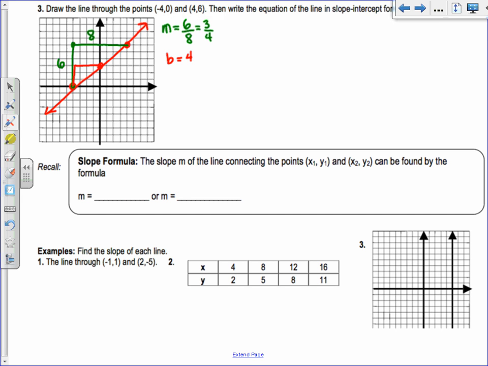And then you put it all together. So you have your y equals mx plus b. So m is 3/4 and b is 4. So y equals mx plus b. So y equals 3/4 x plus 4.